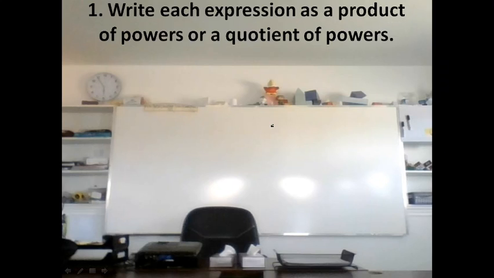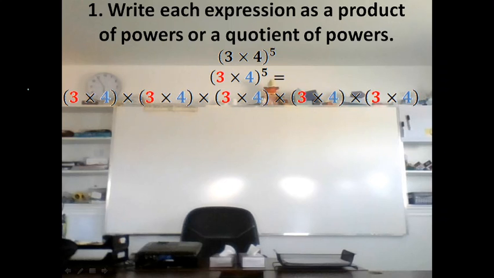If you have a power where the base is a product, you can apply the exponent to both factors in the base. As an example, if you have 3 times 4 to the power of 5, the exponent of 5 would get applied to both the 3 and the 4. It helps to think of it as repeated multiplication. 3 times 4 to the power of 5 is equal to 3 times 4 times itself 5 times.